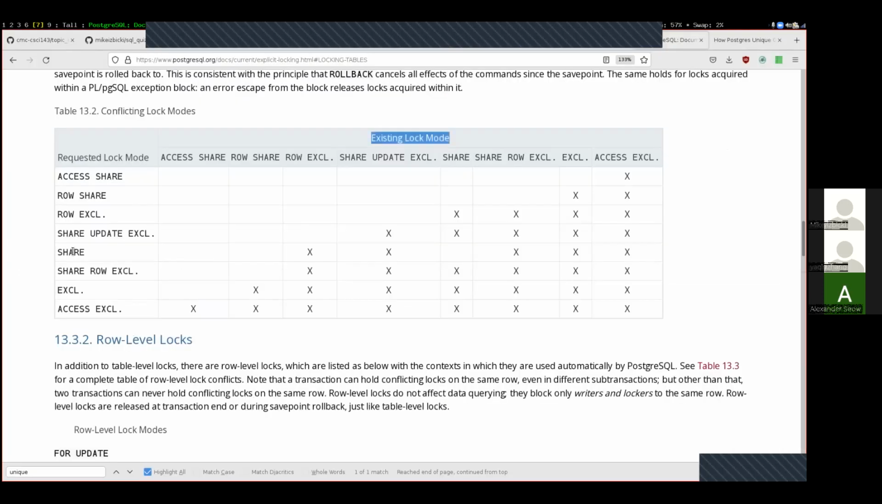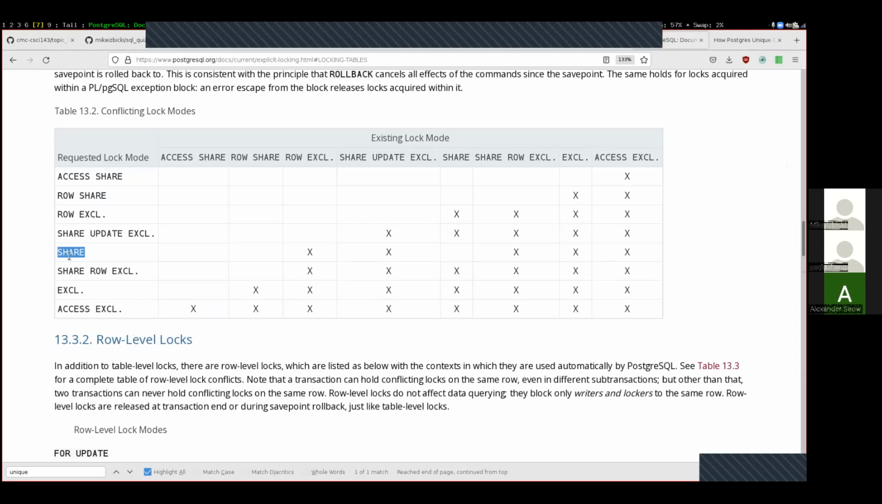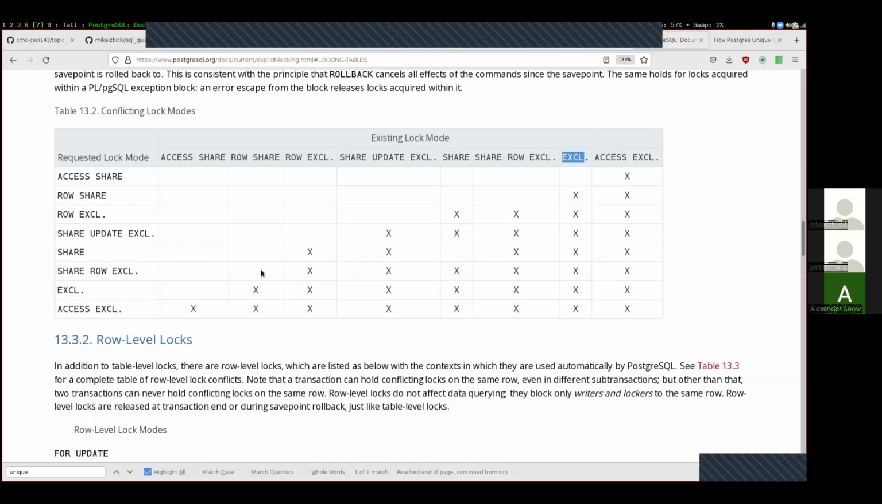So I come over here to the share mode under my requested lock mode. The line that I'm currently executing, line 5 right here, is share. So I come over here to the share row, and then I look up the existing lock mode. The existing lock mode is exclusive, because up here it was locked in exclusive mode. And because there's an X in the corresponding table, in the share row under the exclusive column, that means the command will block.